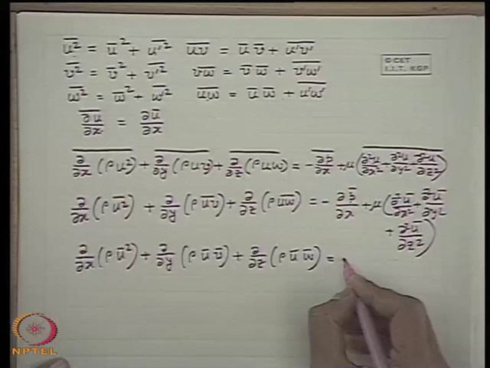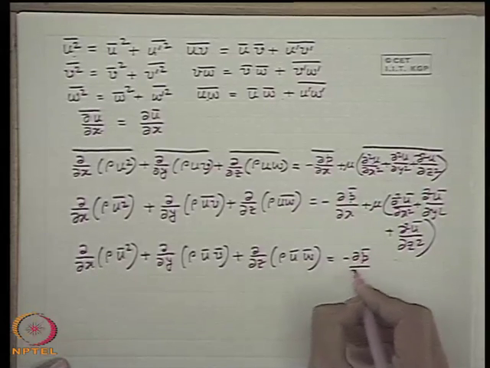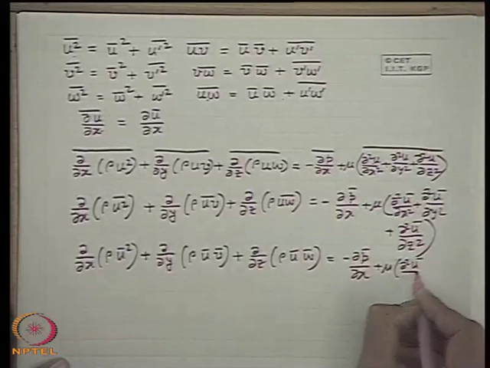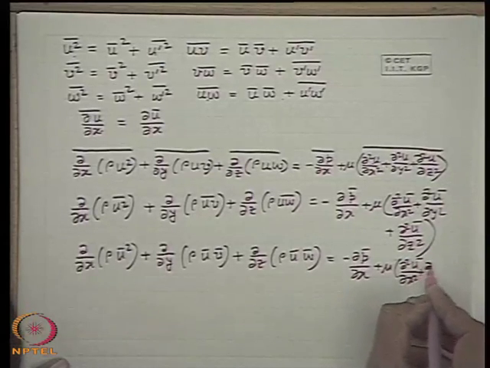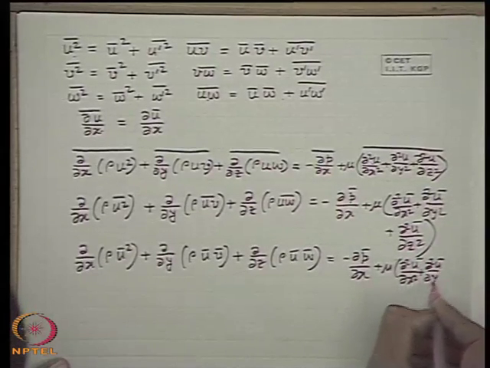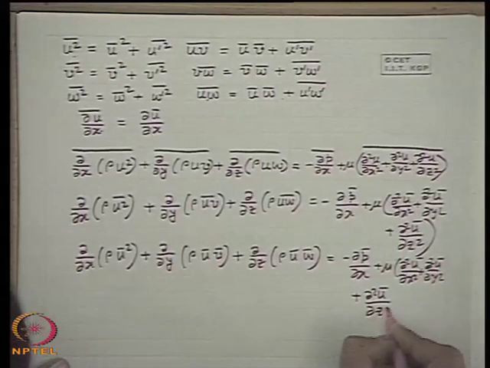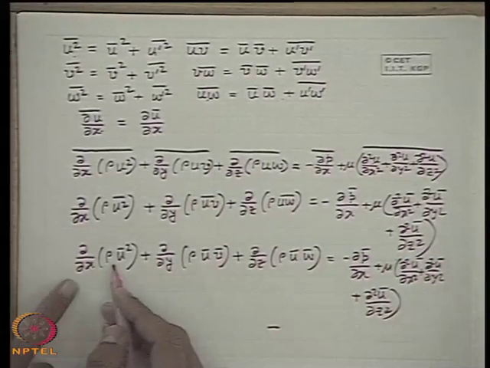is equal to minus del p by del x, the same quantity on the right hand side as usual, plus mu times del square u bar by del x square plus del square u bar by del y square plus del square u bar by del z square, minus the quantity which comes from here.